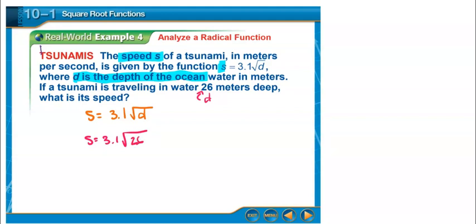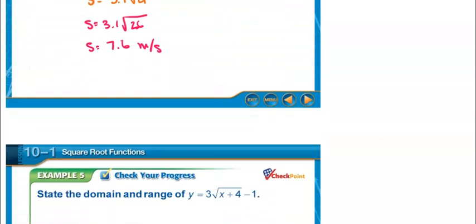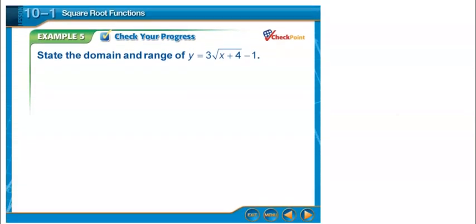Go to the calculator. We put in 3.1 times the square root of 26, and we end up with speed equals 7.6, and the units is meters per second. So we write it like this. And then one more check.